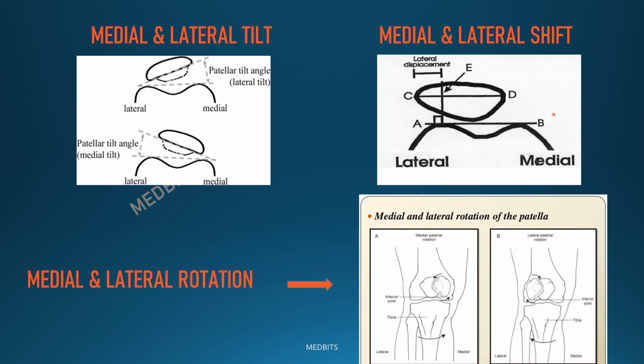Good. Now coming to the medial and lateral shift. In this movement, the patella moves sideways, medially and laterally. Just move it right and left, right and left. And coming next is medial and lateral rotation. Here the patella rotates medially and laterally, as you can see in the image.